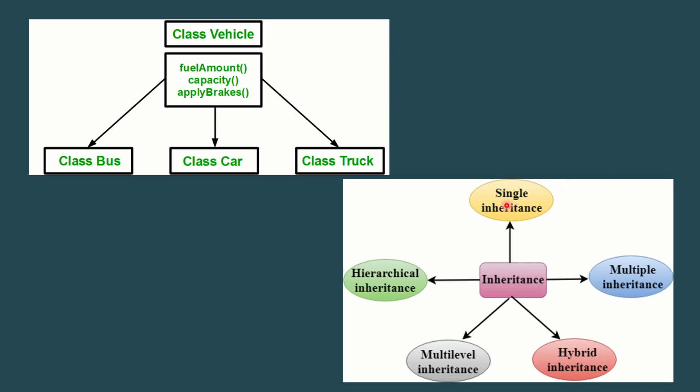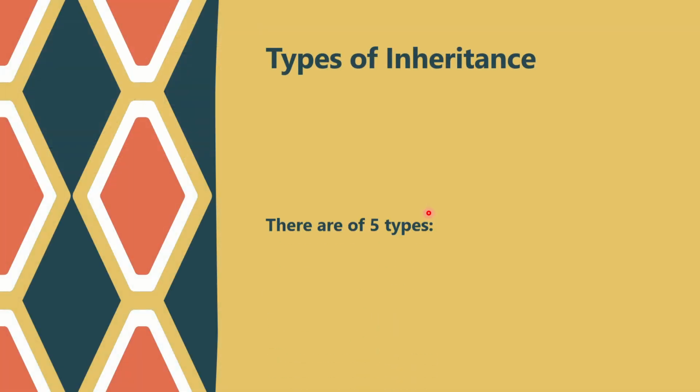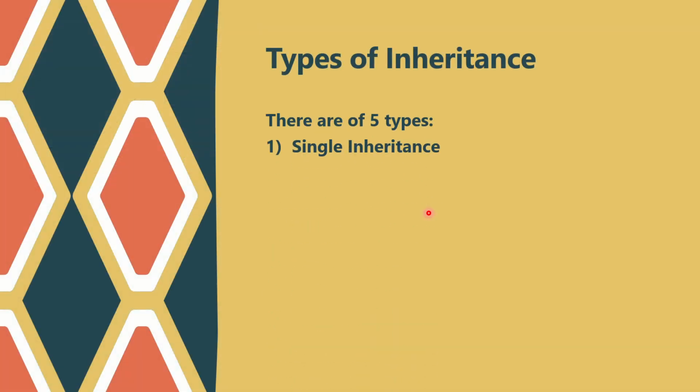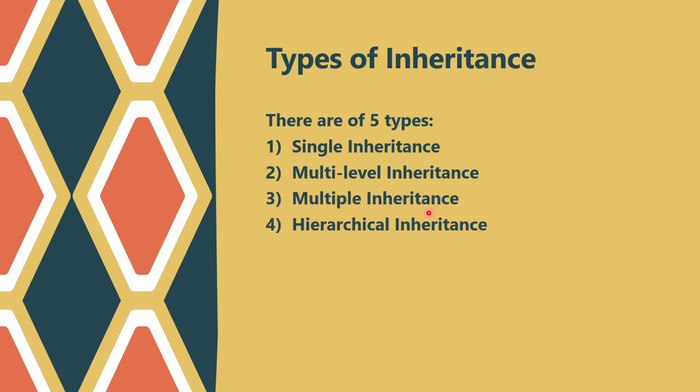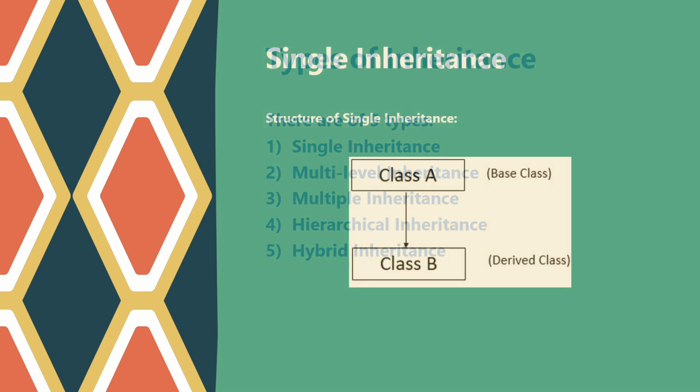Now, I'll take up types of inheritance, that is single, multiple, hybrid, multi-level, and hierarchical inheritance. So, there are 5 types of inheritance: single inheritance, multi-level inheritance, multiple inheritance, hierarchical inheritance, and hybrid inheritance. So, I'll take up one by one.